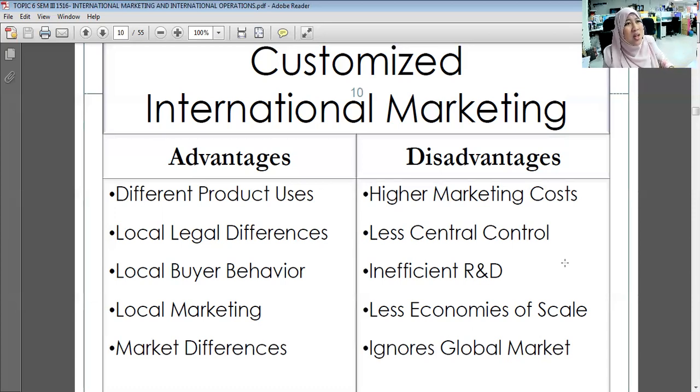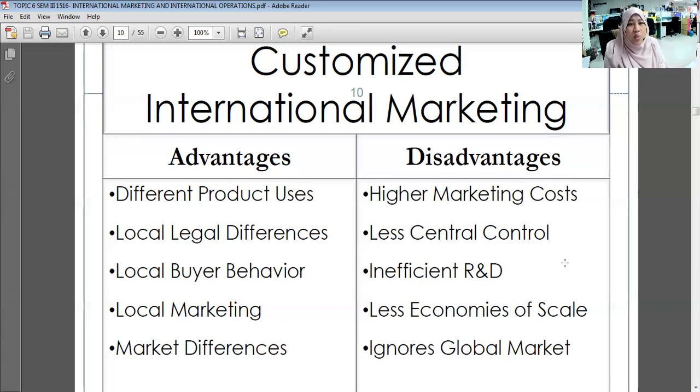And the last one, ignores the global market. This is because you have to rely on and focus on a specific area. Like in Indonesia only, in Malaysia only, in the US only, in the Japanese market it's only the Japanese market. They don't have expanding standardized overall, so they will ignore the global market. They are totally going for local. Global means you go global and at the same time maintain your local.